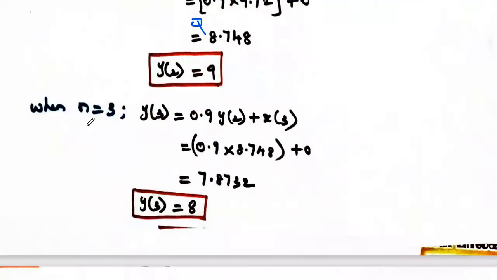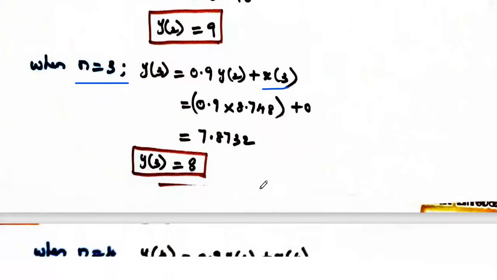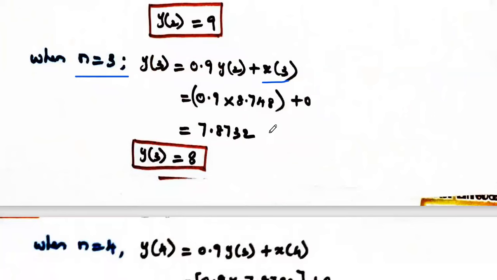Similarly, we have to perform it for n equal to 3. So at time n equal to 3, we are going to calculate the output. So y of 3 equal to 0.9, y of 2 plus x of 3. So x of 3 value is 0. Y of 2 value is 8.748. So the answer is 7.8732. After the 7.8732, if you perform the rounding, you get the answer y of 3 is 8.